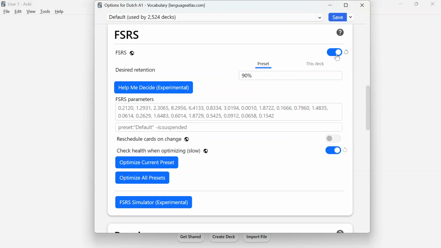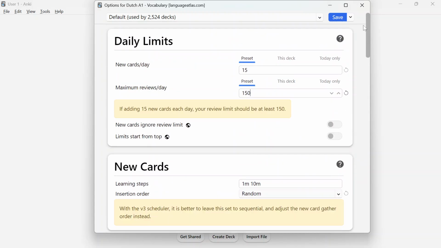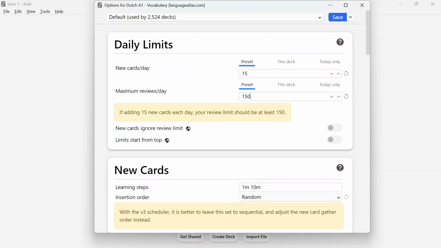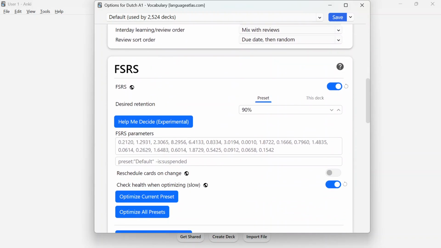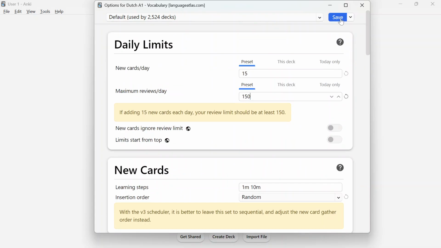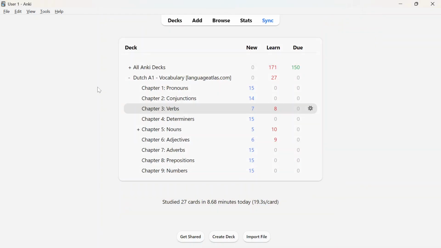I already have it on, as you see. And for desired retention, I recommend that you enter 90 here. So one more time, all the default settings that I would recommend: 50 new cards, 150 reviews, and turn this on and click on 90% here. And then click on save. Now, that was what I wanted to share with you.